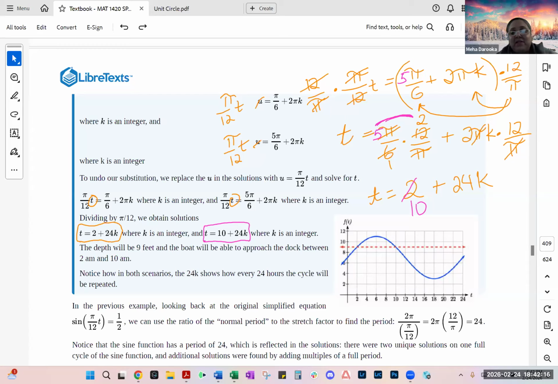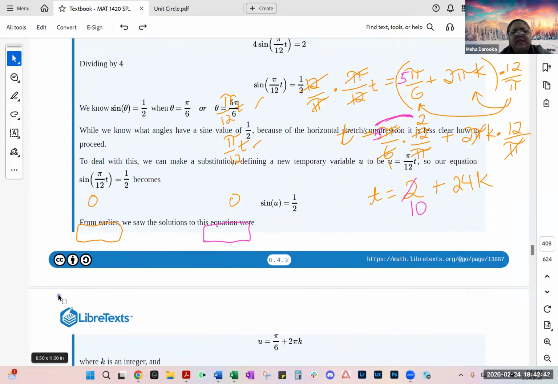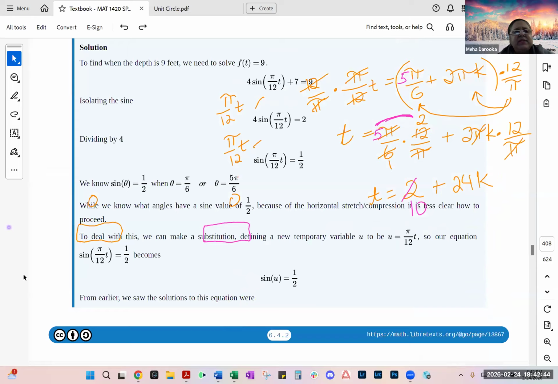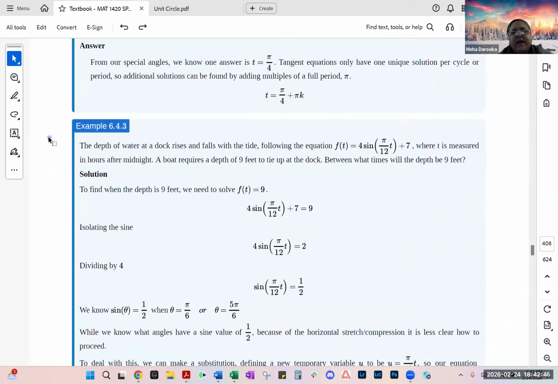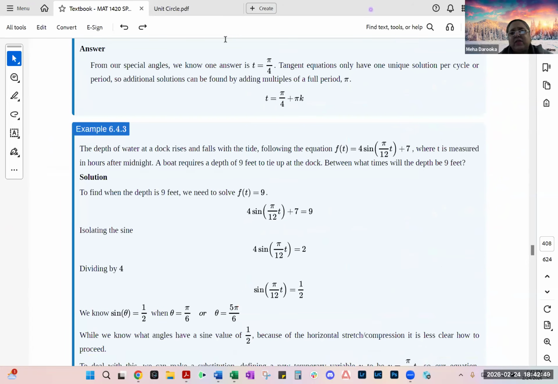And as you can imagine, the 24 represents a 24-hour cycle, so give or take a day. Basically, we're saying that anytime between 2 and 10 a.m. on any given day, the depth at the dock will be 9 feet, which means it's safe for the boats to dock at those hours. The only thing that happens here, guys, is that because this was not a generic scenario, we did have to figure out what the specific value would be.